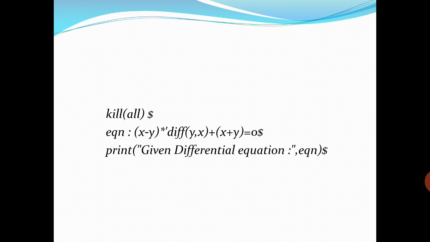Print the given differential equation. Print, open the bracket, in double inverted commas we can write "given differential equation is", close the double inverted commas, comma, EQN, close the bracket, put the dollar symbol lastly. This prints the given differential equation that is stored in EQN.